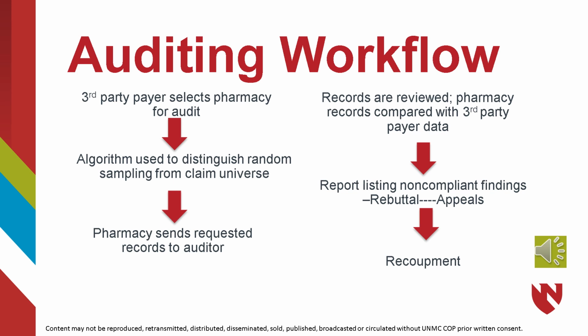The pharmacy has a chance for rebuttal of those records. The pharmacy has a chance to appeal what the auditor found in the records. And then one of the last steps then is recoupment, and so that means that if there's an overpayment, the third-party payer, in this case Medicaid, will communicate with the pharmacy to recoup whatever dollars were overpaid.